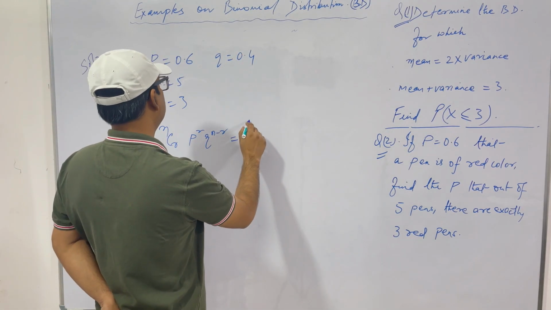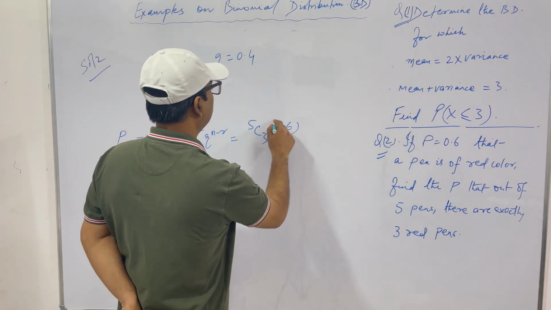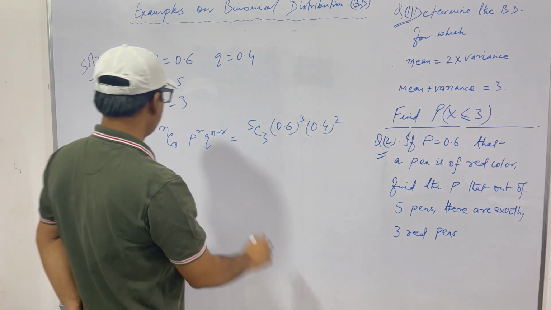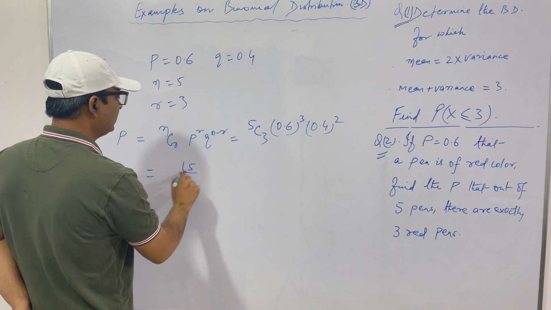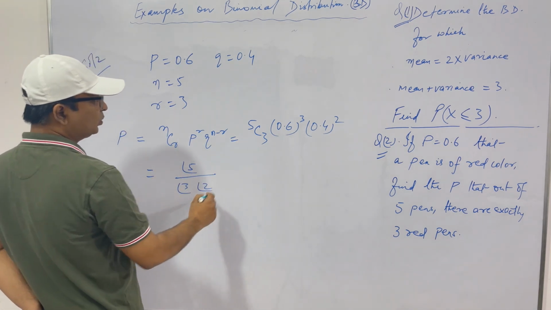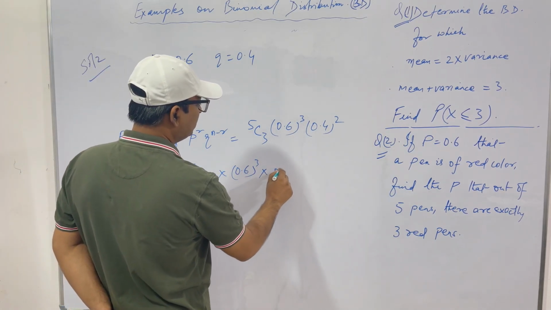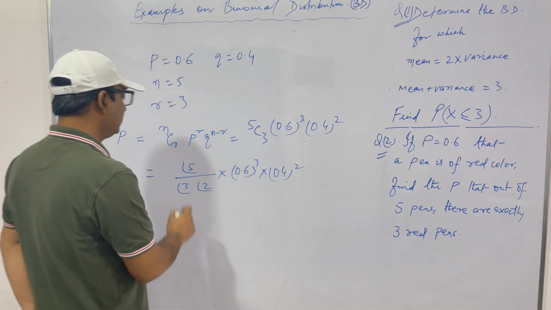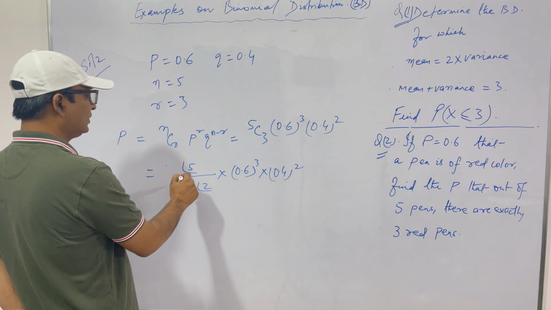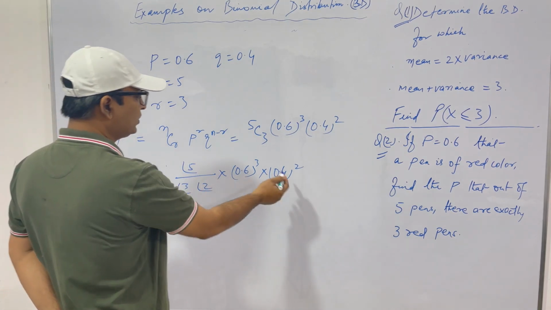So this becomes 5C3, p is 0.6 to the power 3, and 0.4 to the power 5 minus 3, that is 2. What is this? Factorial 5 by factorial 3 by factorial 2, into 0.6 cube into 0.4 square. So this is basically 5 cross 4, factorial 3 cancels, and 4 and 2 cancel. So 5 into 2, so this is actually 10 times this.